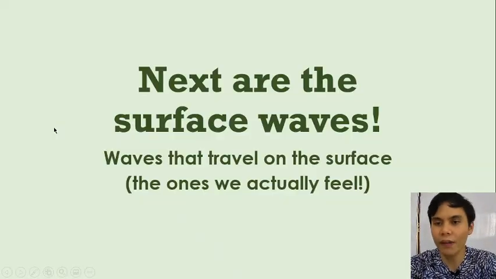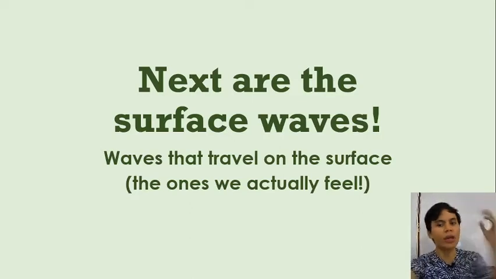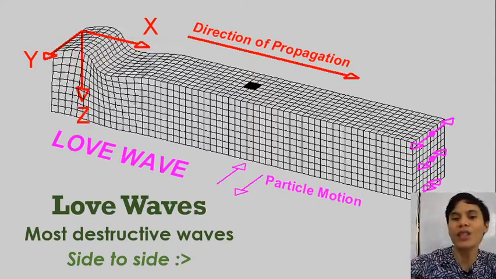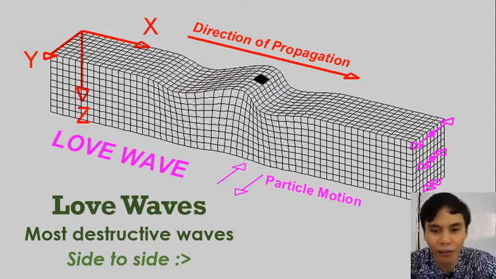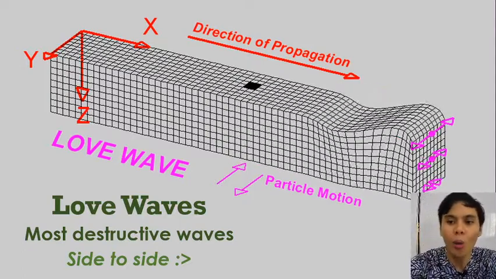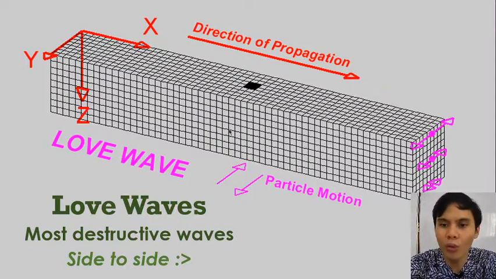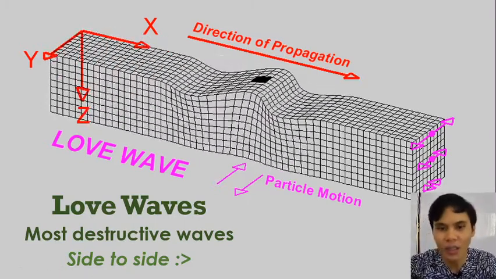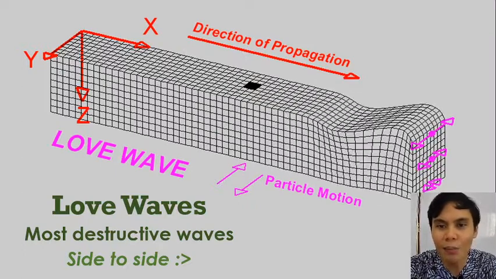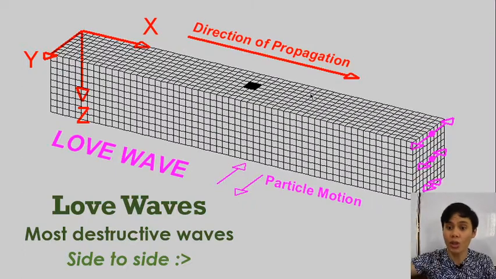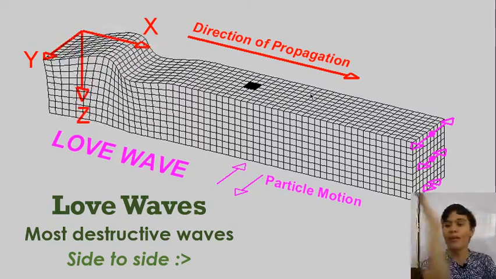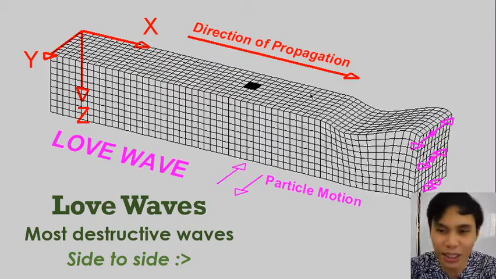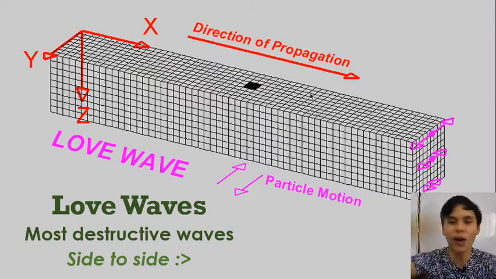Next are your surface waves. We just discussed the body waves. The surface waves are waves that travel on the surface, the ones we can actually feel during an earthquake. The first is the Love wave. And just like love, it's the most destructive type of wave. Why? Because Love waves will move your particles or your matter side to side, just like that Ariana Grande song. So in Love waves, it moves side to side, causing structures like buildings to also move and sway side to side. Now in the videos we watched in the warm-up activity, that's really dangerous because things tend to fall over and fall on people, stuff like that.